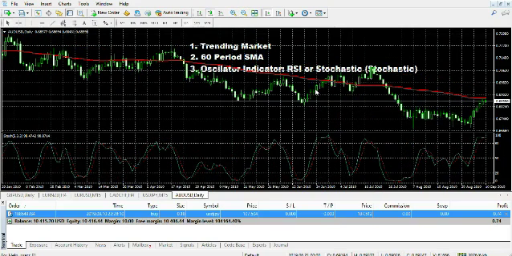Alright, now how does this strategy work? Number one, determine the trend that you're in. We are sure that we're in a downtrend because our price activities are mostly below the 60 moving average, so we are certain that we're in a downtrend.